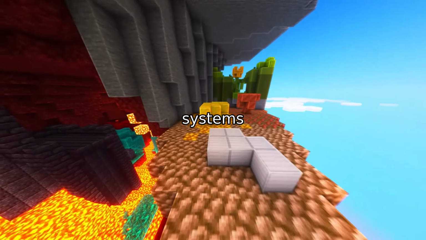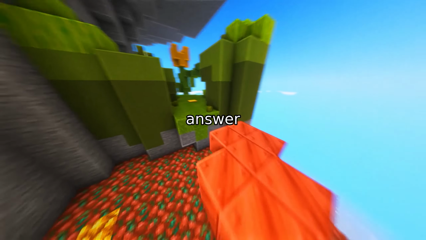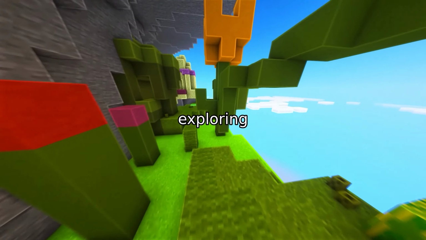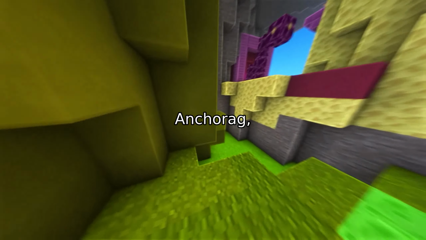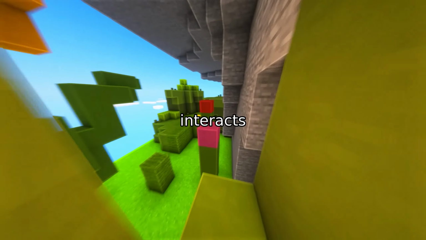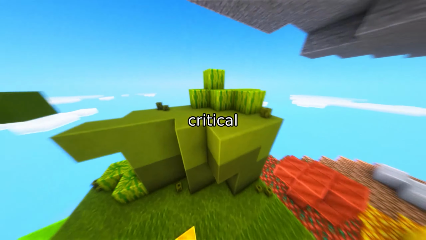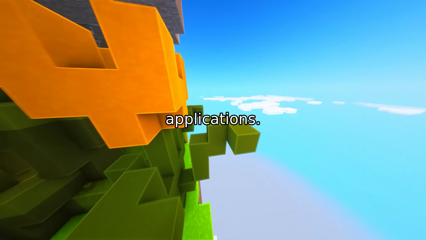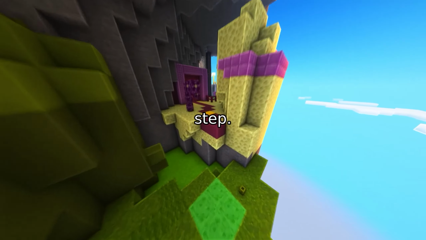Ever wondered how AI systems navigate the tangled web of knowledge to answer complex questions? Today, we're exploring a groundbreaking advancement, AnchorRAG, a framework that revolutionizes how AI interacts with knowledge graphs, overcoming critical limitations in real-world applications. Let's unpack this innovation step by step.